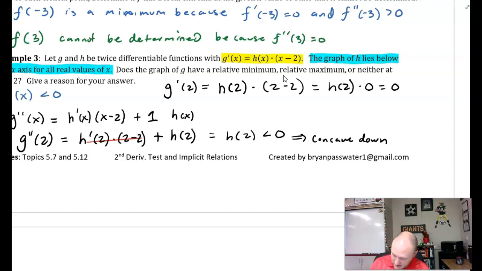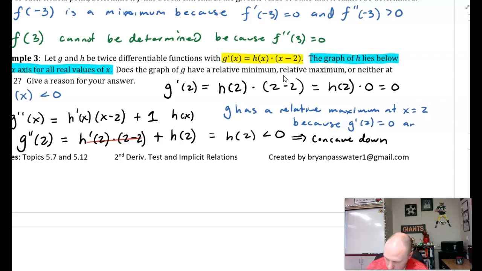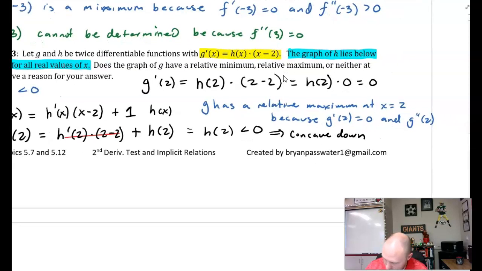So we can say g has a relative maximum at x equals 2 because g prime of 2 is equal to 0 and g double prime of 2 is less than 0.